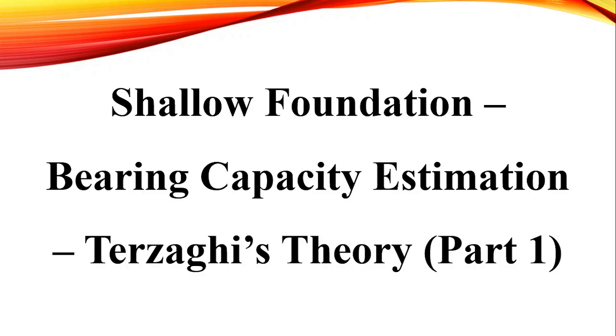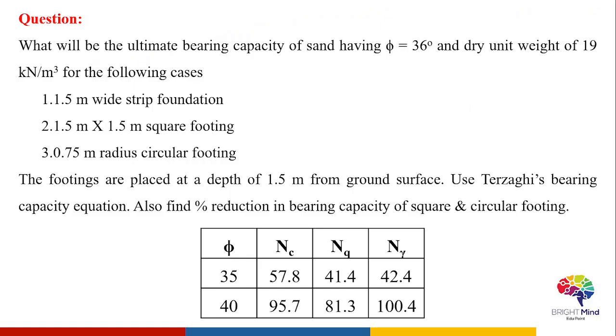In this video, we'll see how one can make use of Terzaghi's theory to determine the bearing capacity of the soil. So for understanding, we have taken a problem in which we have to find out the ultimate bearing capacity of a sandy soil having angle of friction phi as 36 degree and dry unit weight as 19 kilonewton per meter cube for following cases.